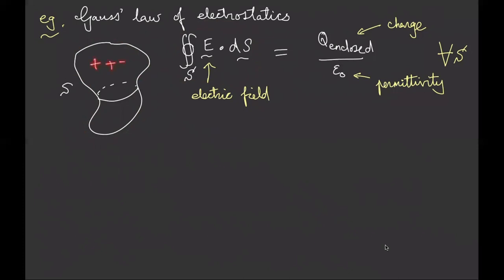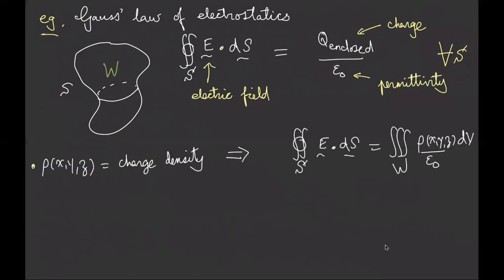So you might have a whole bunch of positive and negative charges like electrons and so on and so forth. So it turns out that the electric flux which exits that is proportional to the charge which is enclosed by the surface, and the proportionality factor has this 1 over epsilon naught, which is called the permittivity. Okay, but this is true for all S. So this upside down capital A here means for all. This is true for all closed surfaces S. So this is Gauss's law of electrostatics.